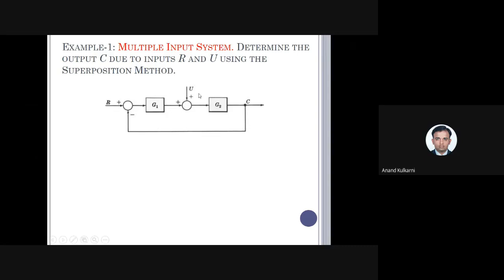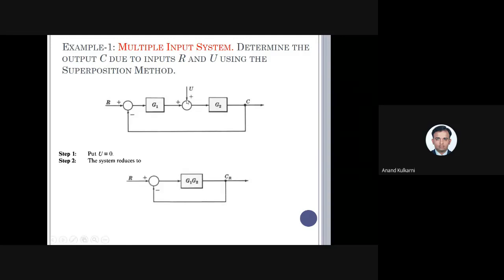Once we make U as 0, this summing point gets nullified, and we get the block diagram as is. G1 G2 are in cascade, so they get multiplied. So we get G1 G2 divided by 1 plus G1 G2, that is C by R. Have you understood this part?